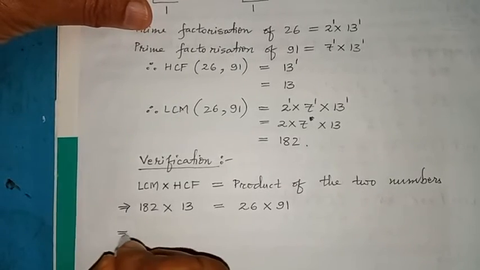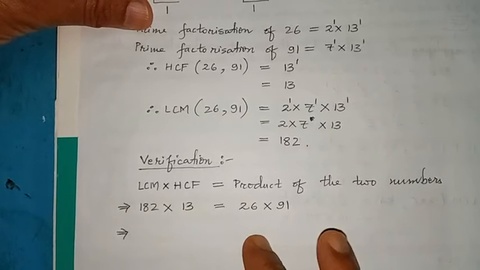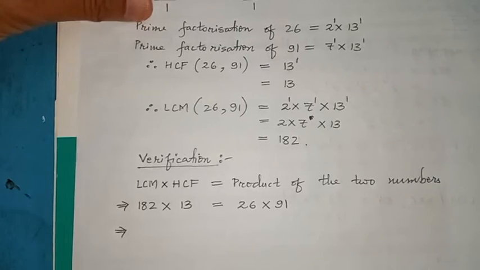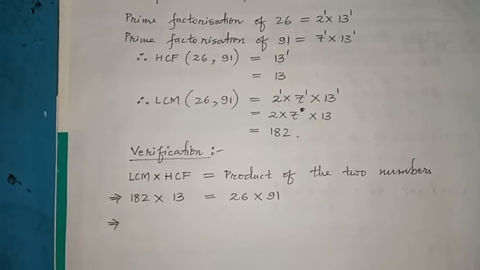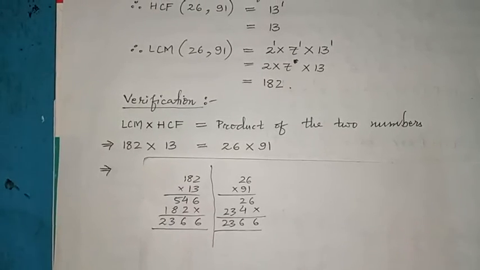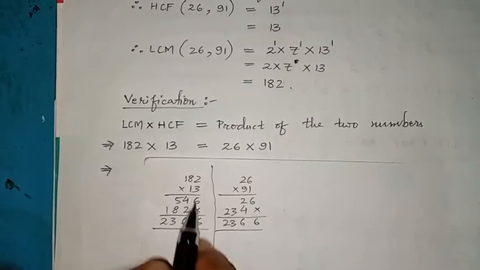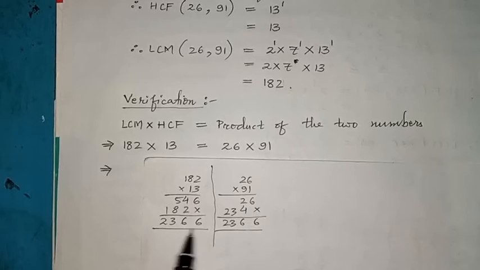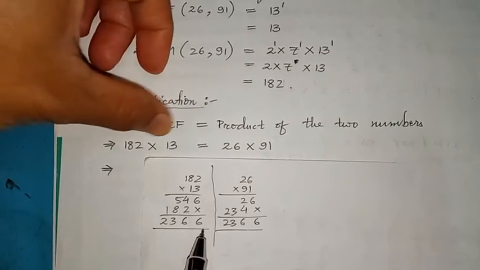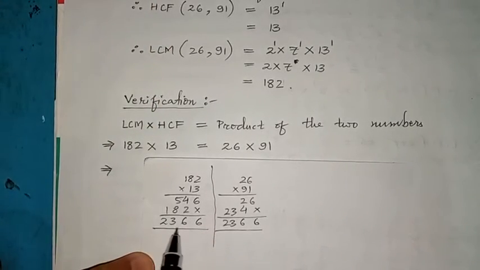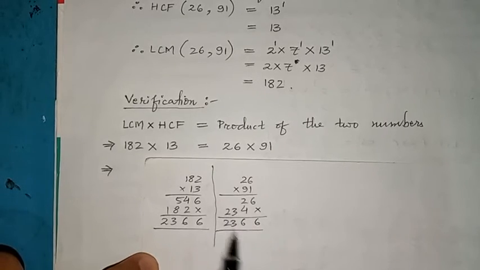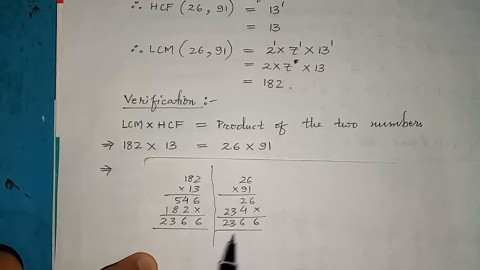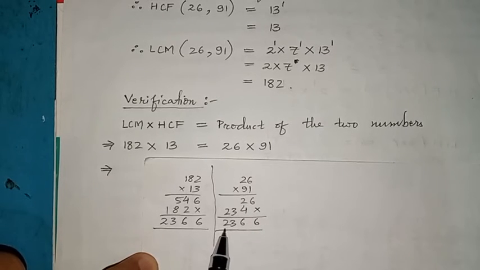So we multiply these two and put the values. If you get the answer equal, it means we have verified. It's true. Clear? So let me multiply this. Students, here I multiply 182 and 13, which gives us 2366. That is the product of LCM and HCF. And here is the product of the given numbers, 26 and 91. When I multiply, I also get 2366.